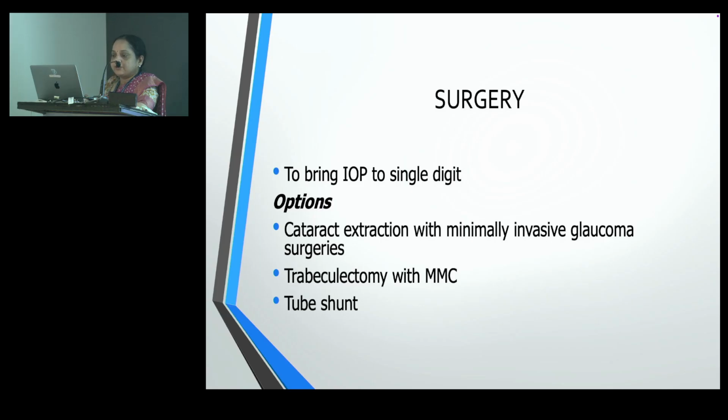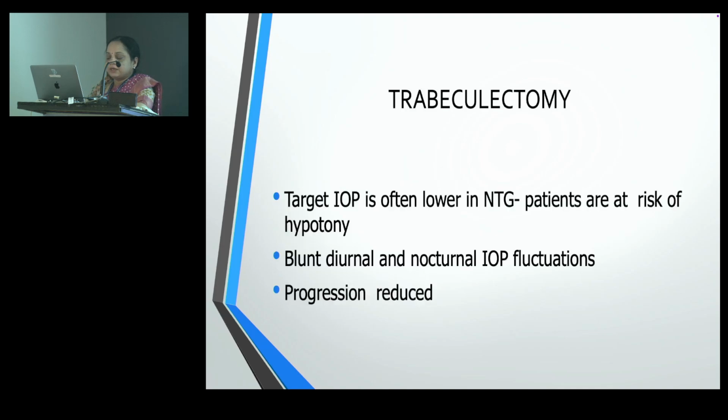Surgery can bring the IOP to a single digit. Trabeculectomy can be done when the normal tension glaucoma progresses in spite of medication. The target IOP is often lower in normal tension glaucoma, so patients are at risk of hypotony, and there is 24-hour IOP control, so progression is less after trabeculectomy.